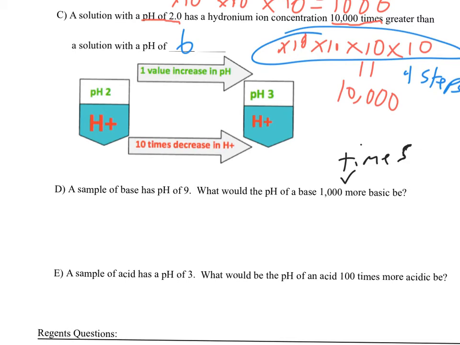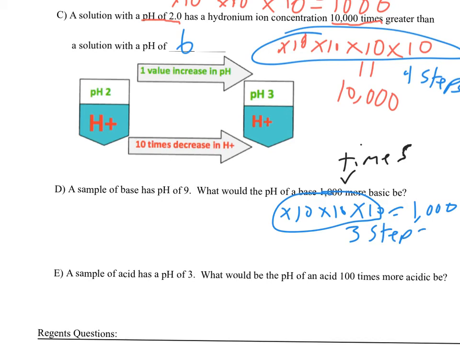Just like that last problem, we actually have to start by figuring out how many steps we go. If we've got 1,000, like in letter B, if we have times 10, and times 10 again, and times 10 again, if we do that 3 times, that gives us 1,000. That means we're talking about 3 steps on the pH scale, because 10 times 10 times 10 is 1,000.